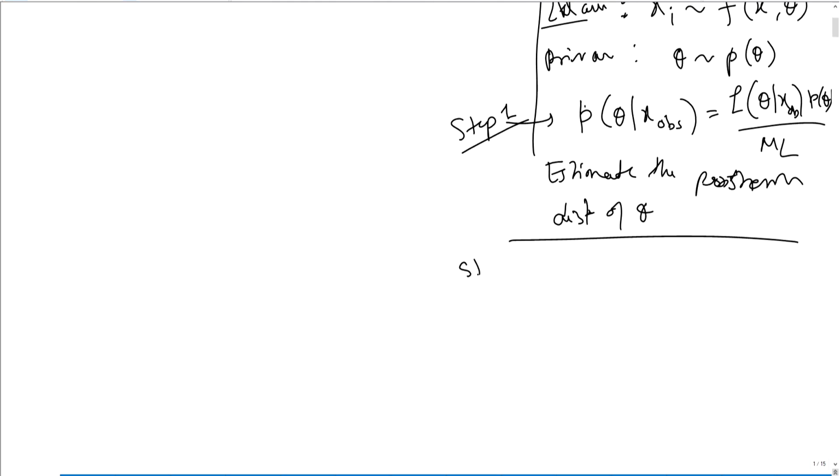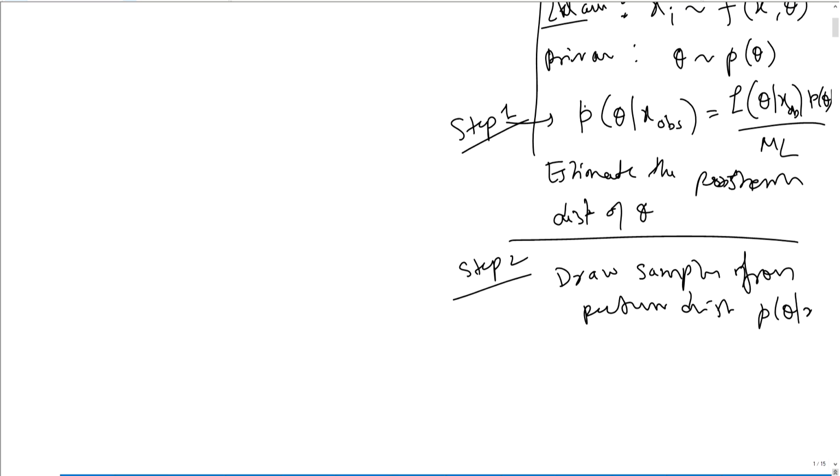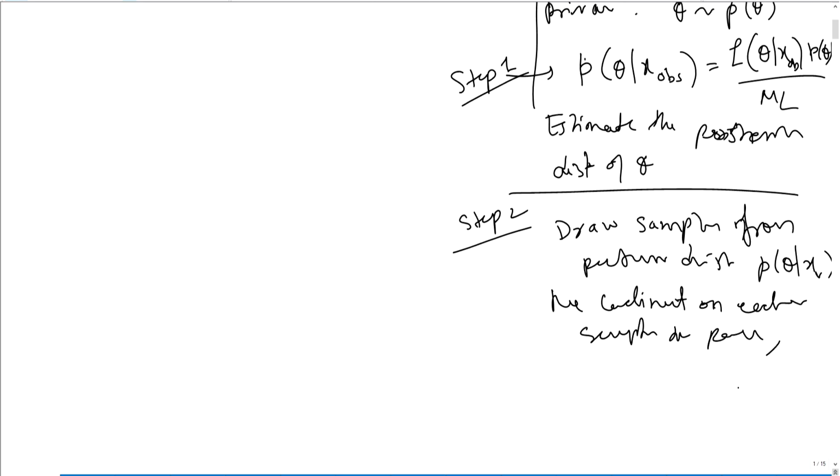So that is step 1. What is step 2? Draw samples from the posterior distribution of theta, basically p of theta given x obs, and then conditional on each sample from the posterior, we are going to generate data, x spread, from our likelihood assumption, where theta is basically a sample from the posterior distribution.